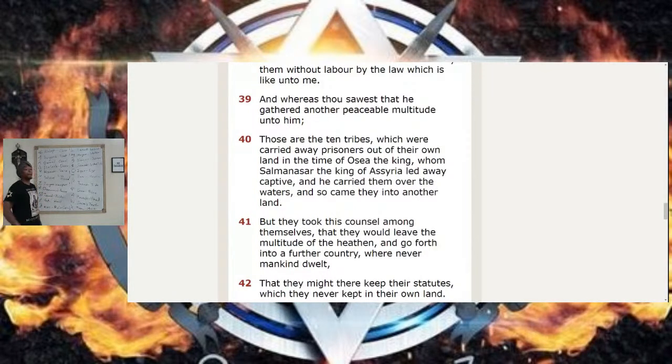Those are the 10 tribes which were carried away prisoners out of their own land, right? In the time of Hosea the king, whom Salmanasar, so Hosea was the king of the Israelites. Salmanasar was the king of the Assyrians at the time. Keep reading. The king of Assyria led away captives, and he carried them over the waters, and so came they to another land. And so came they to the land from our homeland in Jerusalem.